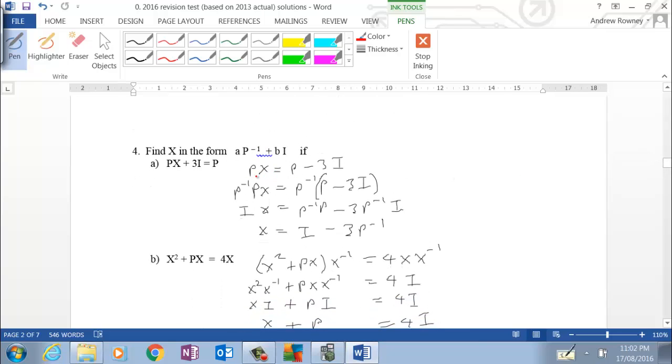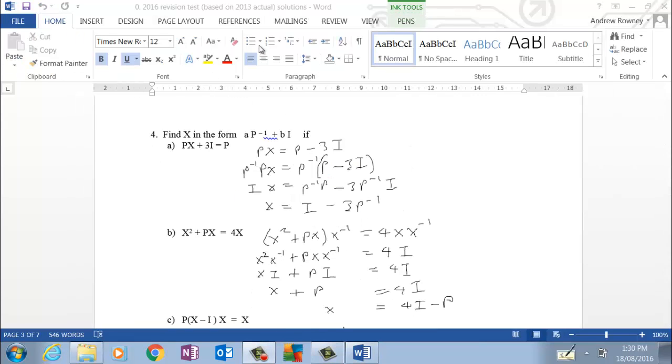So we need to get x by itself. To get rid of p, we pre-multiply by p minus 1 on both sides. This gives the identity, and therefore x. This has to get multiplied into the bracket, pre-multiplying both of these into there, and then simplify.